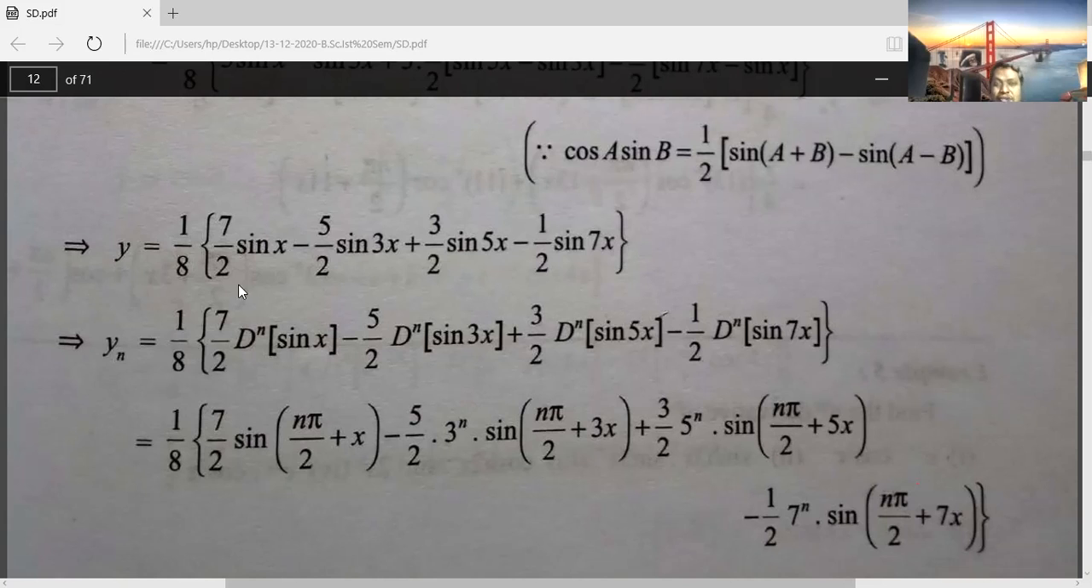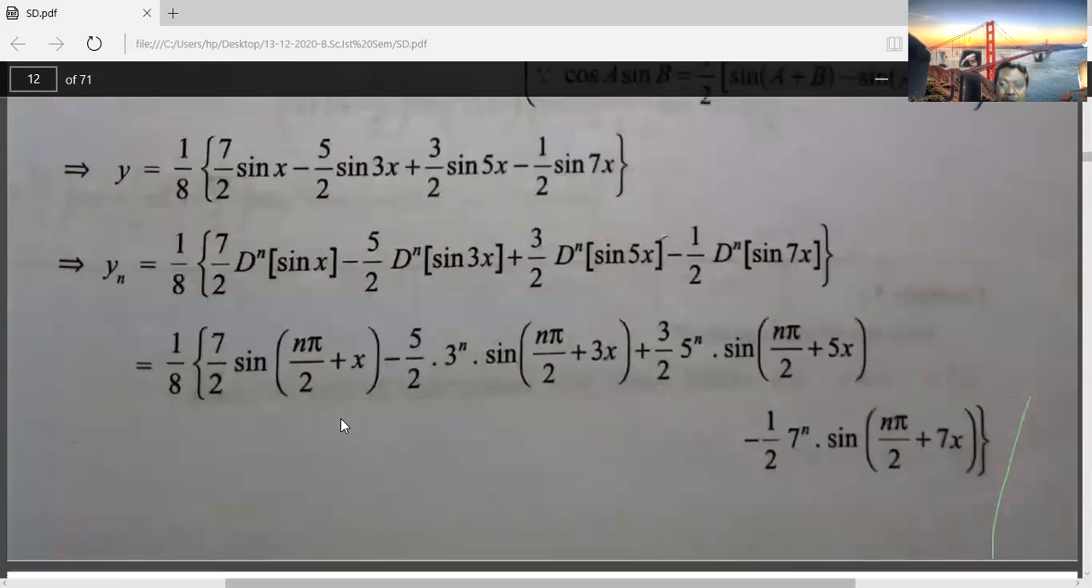Now up to this, you can apply the linearity property here, and you can write 7 by 2 into d to the power n, in the sense of the nth derivative of sin x. And similarly, if you apply the linearity property here, you will get the same. Just apply d to the power n on the components of that function.